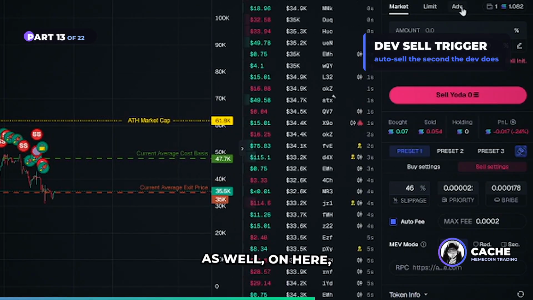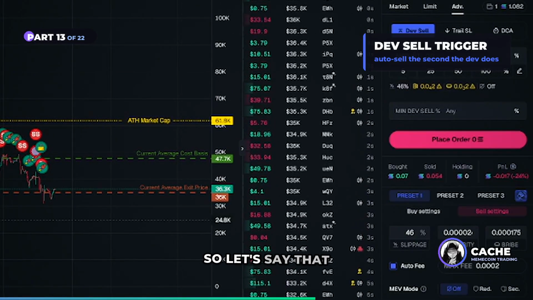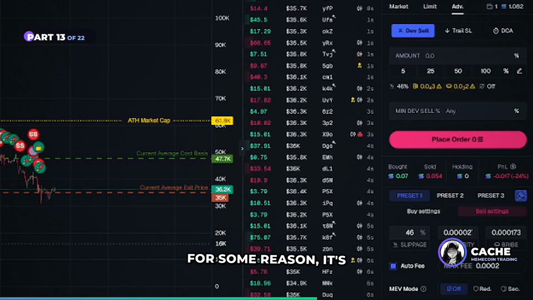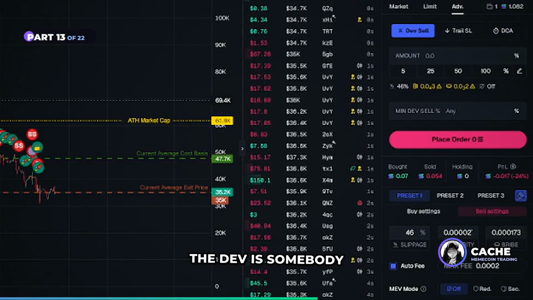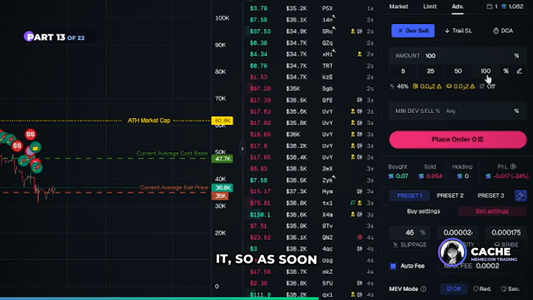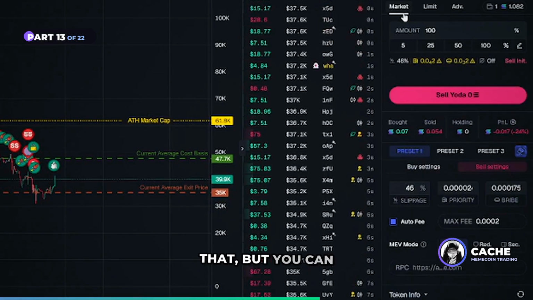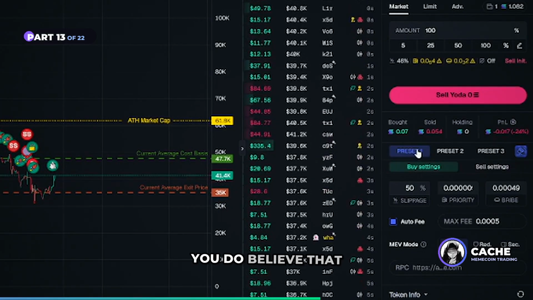As well, on here, you have dev sell. So let's say that it's like a really big coin. It's at like 100k, and for some reason it's like some alpha that the dev is somebody crazy. You can make it so as soon as the dev sells, you'll sell all. I really don't ever use that, but you can totally use that if you do believe that that might help you.